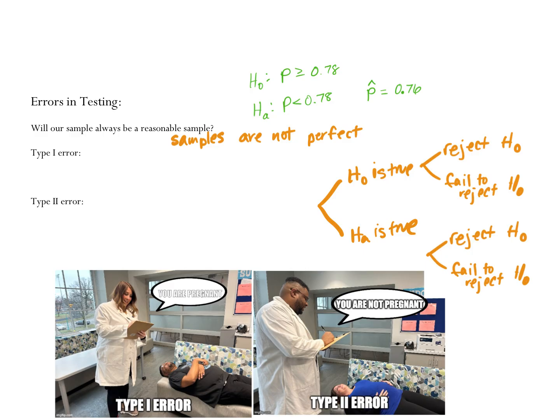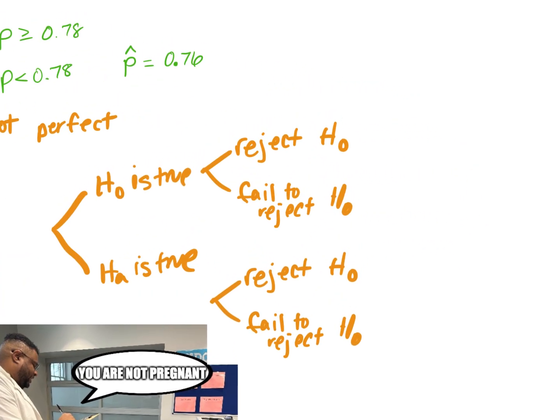So in reality, when we run a test, there are actually 4 possible outcomes. The null is true, and I conclude that the null is true. The null is true, and I conclude that the alternative is true. So if the null hypothesis is true, and I still reject the null hypothesis, I'm rejecting what is true. That's a bad idea, yeah? This is what we call a type 1 error.